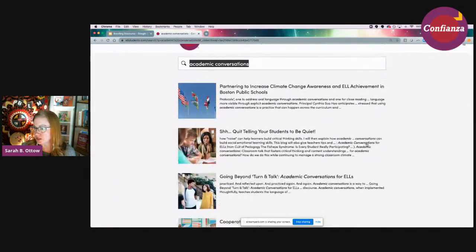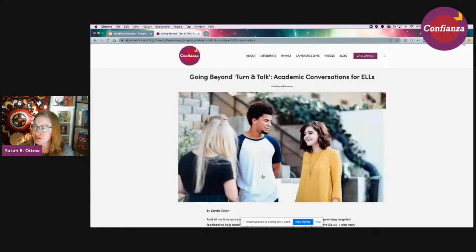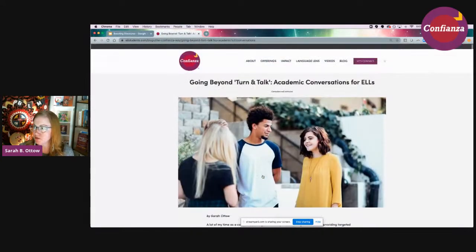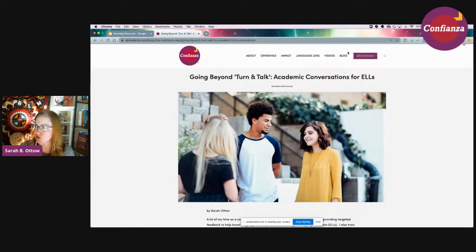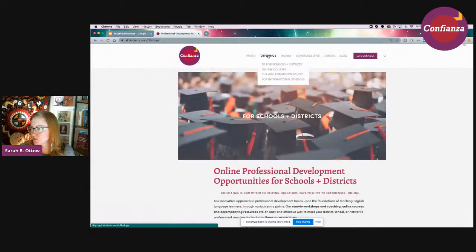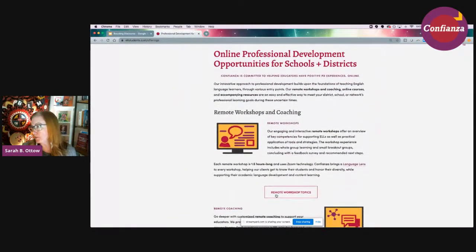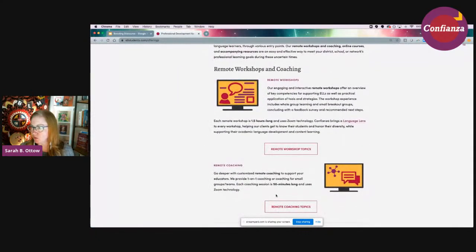The one that goes into that is right here, going beyond turn and talk. So this is that one. But again, feel free to explore, search, look for anything that might be useful for you. We have dozens and dozens of blogs that we're pumping out constantly. We also have the video page where I'm presenting right now, as well as more information about the language lens. And of course, our offerings, as I mentioned before, integrating all the language lens foundational pieces into all of our work.